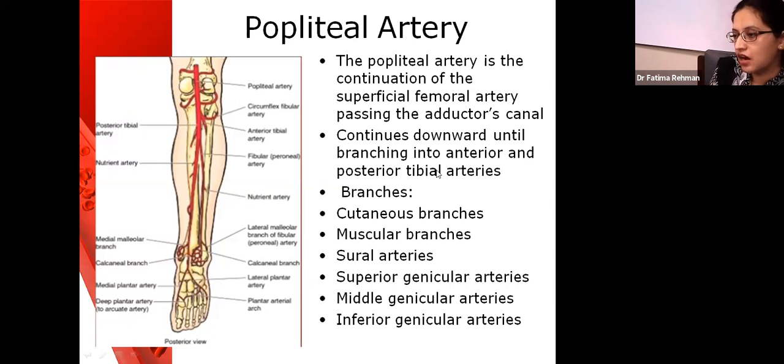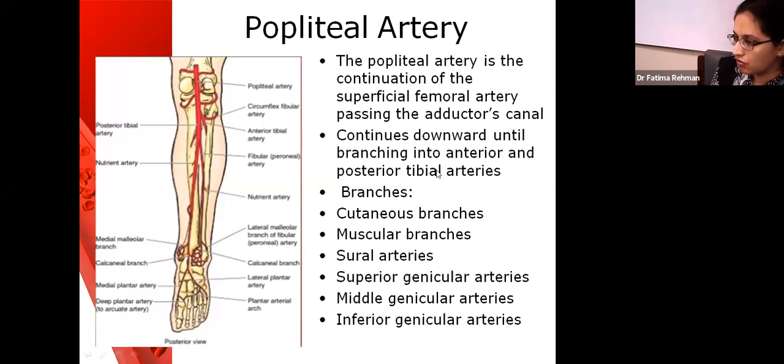Now this popliteal artery descends downward, and at the lower border of the popliteus muscle, or you can say at the lower border of the popliteal fossa, which is a diamond-shaped space on the back of the knee, this popliteal artery will be divided into its two terminal branches. That is the anterior tibial and the posterior tibial arteries.